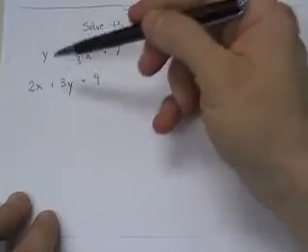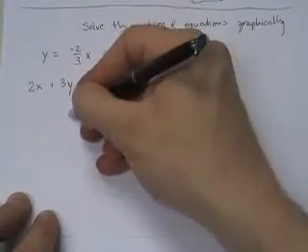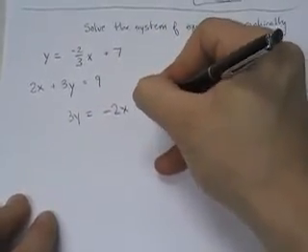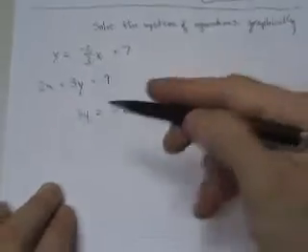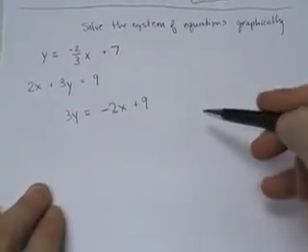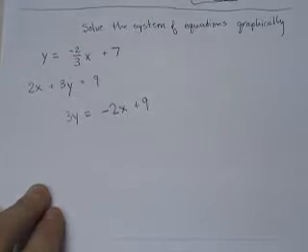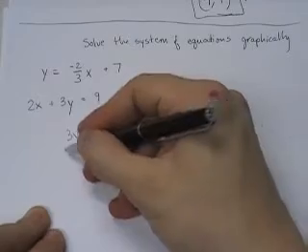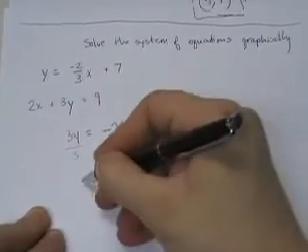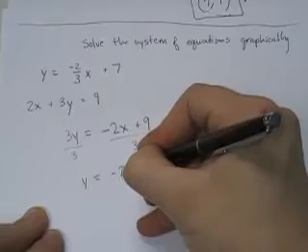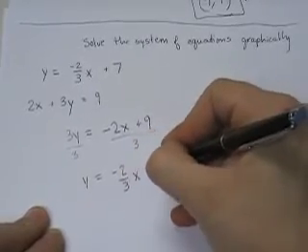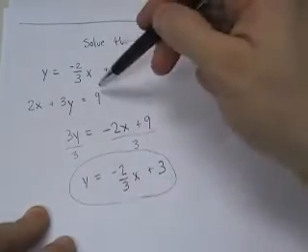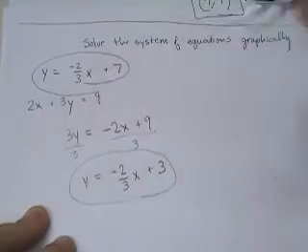So the first thing I'm going to do is subtract 2x from both sides, so I get 3y equals negative 2x plus 9. Second step will be divide both sides by 3. So if I divide both sides by 3, I get y equals negative 2/3 x plus 3. So there's my second equation, and there is my first equation.